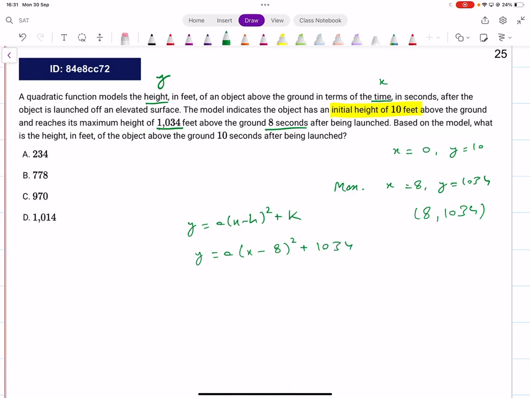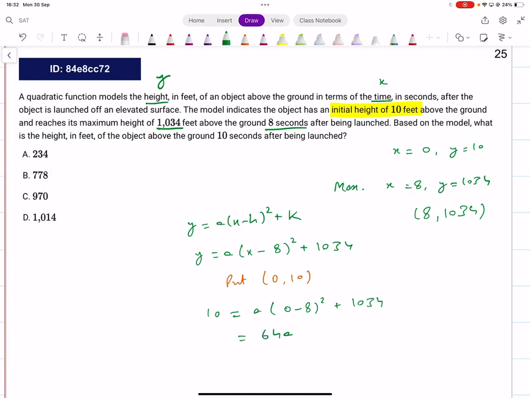Okay. Now the problem is we do not know the value for a. Can we find the value for a? We have this other point given. When x equals 0, y equals 10. We can just input that here now. Let's input 0, 10. We know that point. That will help us find the value for a. And that gives us 10 equal to a into 0 minus 8 whole squared plus 1034. And that's going to give us the value for a.